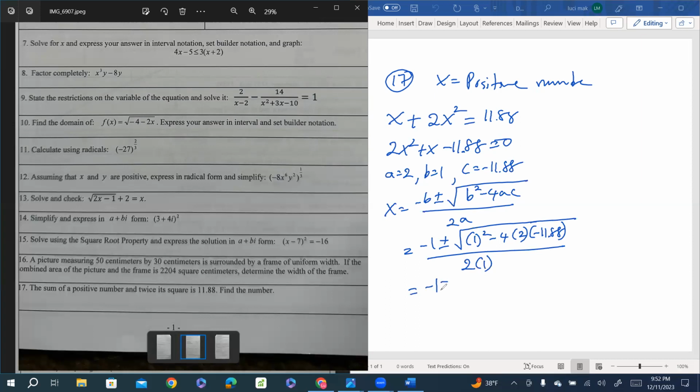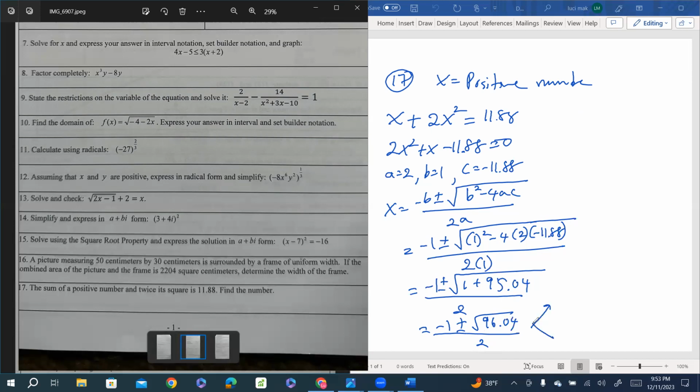So we get negative 1 plus or minus the square root of 1 squared is 1 minus 4 times 2 times 11.88. I got negative 95.04. Is that a negative or a positive? Negative times a negative is a positive. This is a positive over 2. So we get negative 1 plus or minus the square root of 96.04 divided by 2.